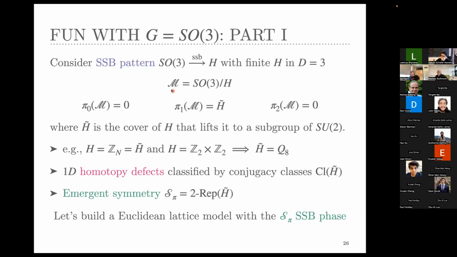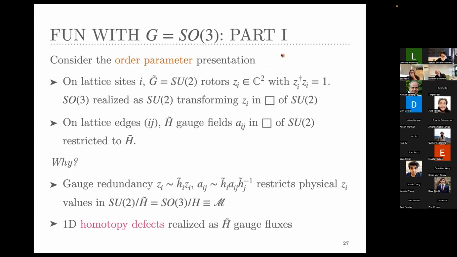But there's an issue with that, though. You don't really have good control over the homotopy defects. So instead, we'll consider a different presentation of the order parameter manifold. For people familiar with the Villain representation of superfluids, it's kind of a generalization of that story. So instead of considering degrees of freedom on lattice sites that take values in the order parameter manifold, I'm going to consider degrees of freedom on the lattice sites that take values in SU2, which I'm calling this G tilde because it's the double covering space of G, which was SO3.